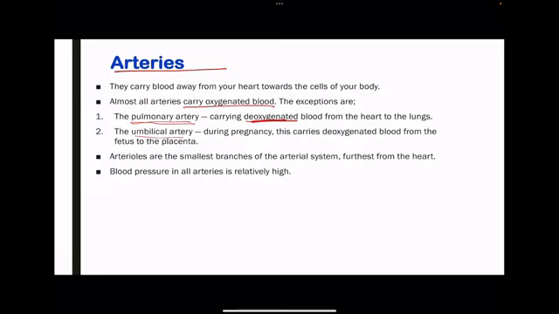Among subdivisions of arteries, we have what we call arterioles. These are smaller branches of the arterial system. They are further away from the heart as you come closer to the organs. Blood pressure within the arteries is going to be relatively high in comparison to all the other blood vessels.